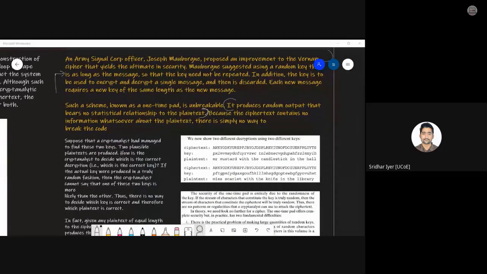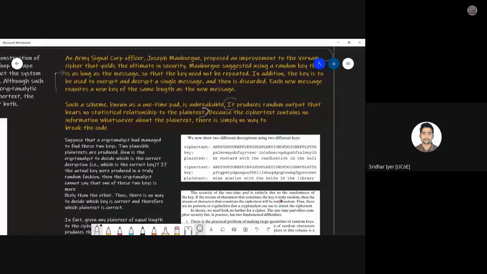So this is the advantage of this one-time pad over Vernam cipher. The only thing over here is the feasibility. Can it be practical? Can it be done practically? That is the main concern. Otherwise, this cipher is one of the best ciphers and it cannot be broken. Fine. Just have a look.